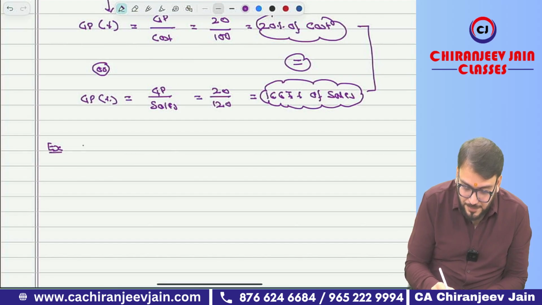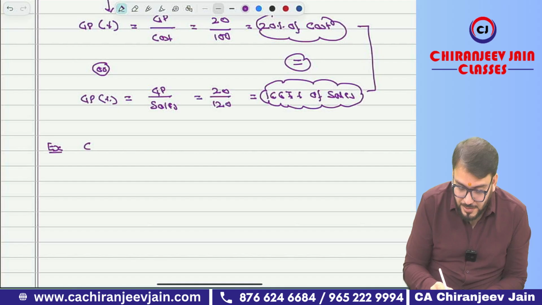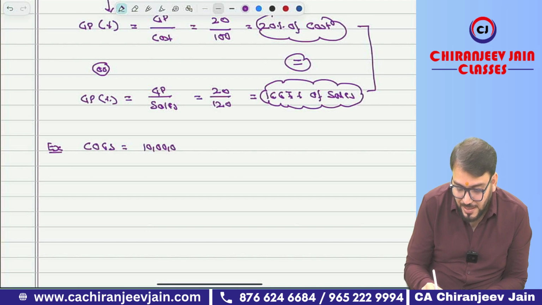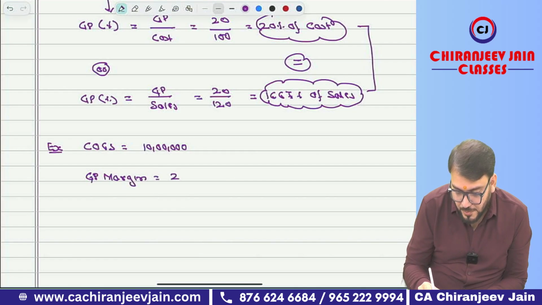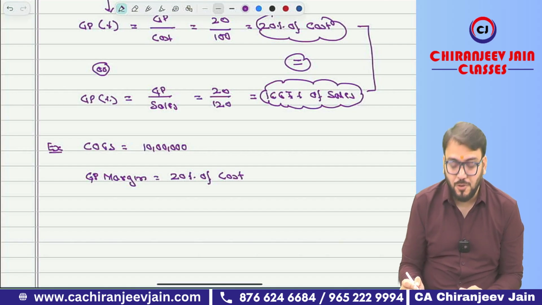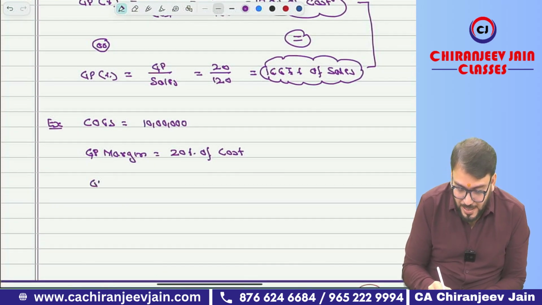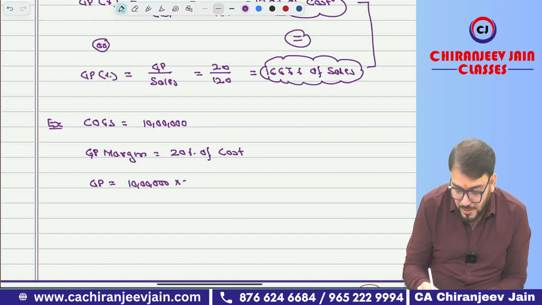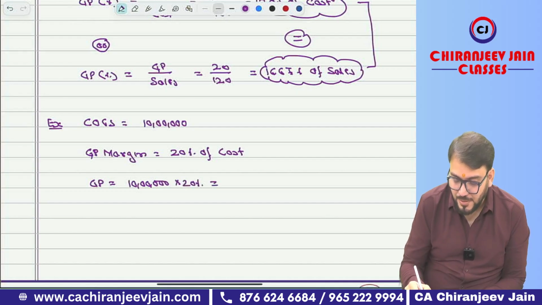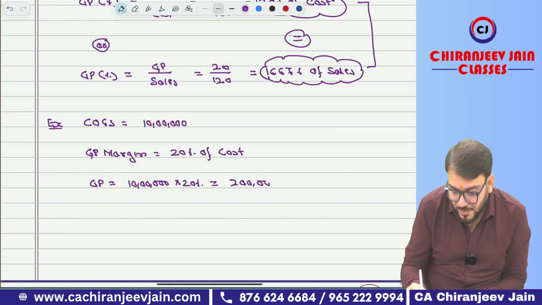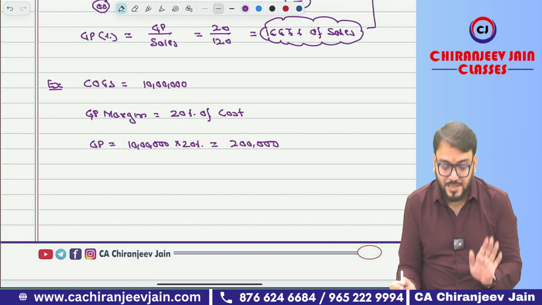For example, just try to understand. If I say cost of goods sold is equal to 10 lakh, and now they have given GP margin, that is 20% of cost. So of course we can apply it directly: GP is equal to 10 lakh, the cost, into 20%, and that will be 2 lakh, correct?